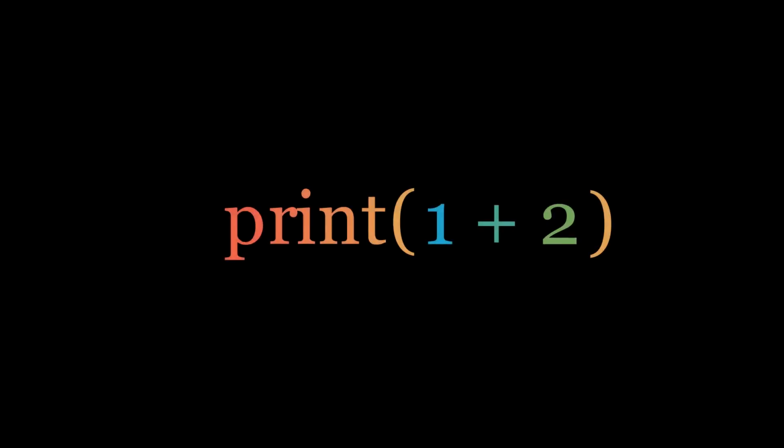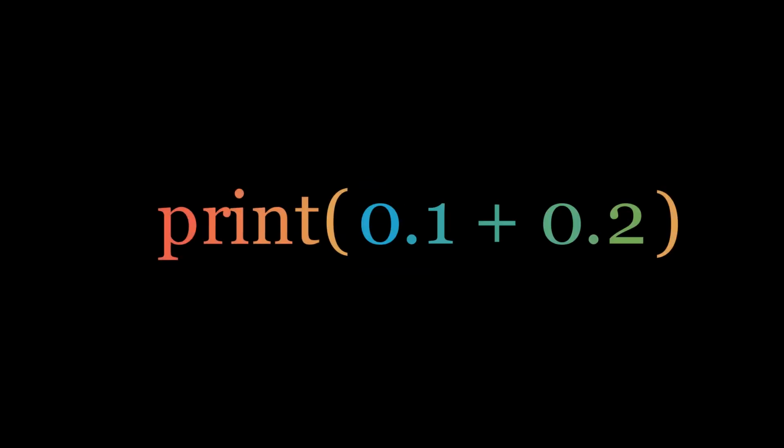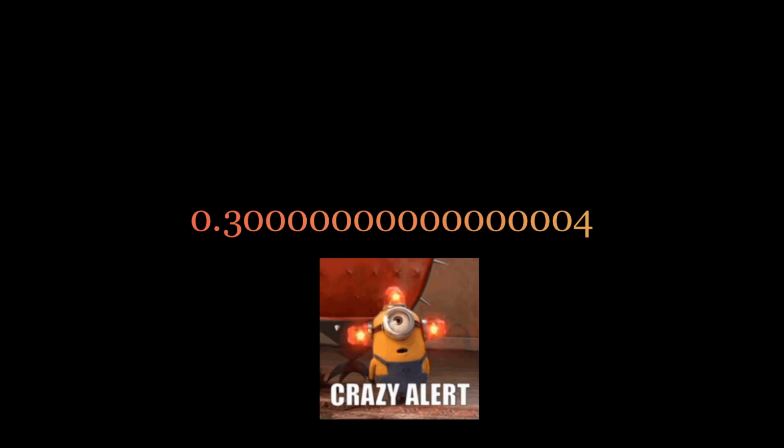Let's say we add two numbers. It obviously gives us our desired result. But what about this? Yeah, our CPU goes completely crazy. And the fun fact is that the same thing happens in any other programming language.